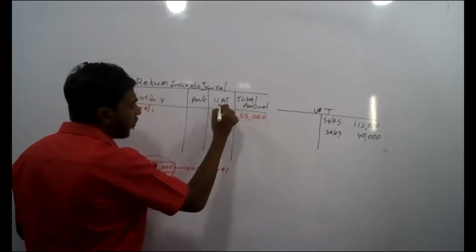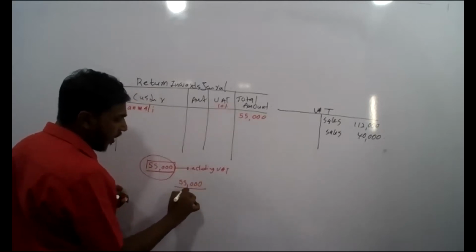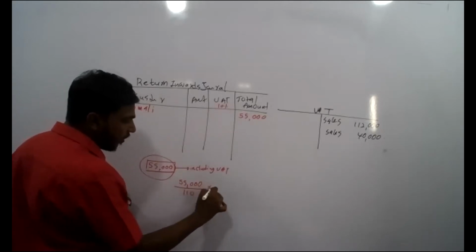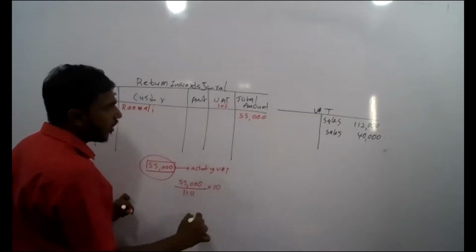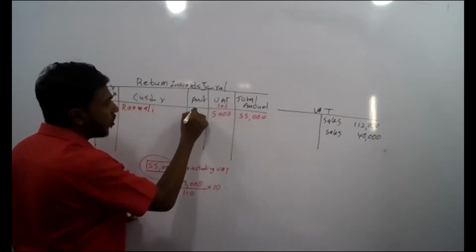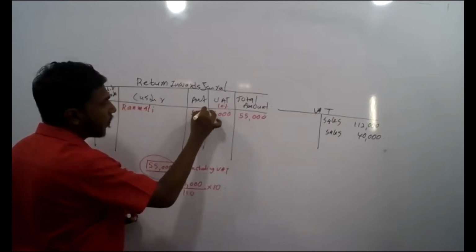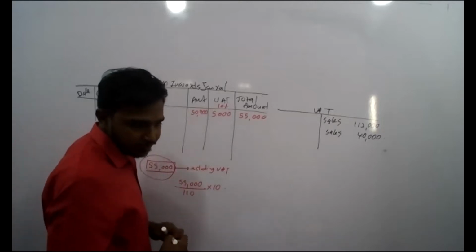We will take the VAT amount. How to take the VAT amount? 55,000 divided by 110 multiply by 10, right? Then you will get the VAT amount, how much? 5,000. Then the amount should be how much? 50,000. Clear? So many questions we have done on this basis.